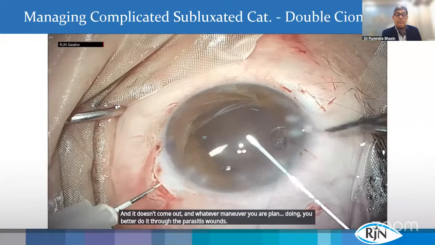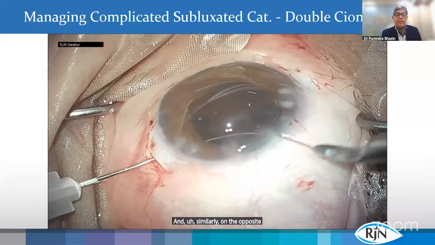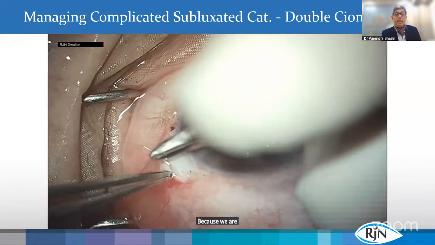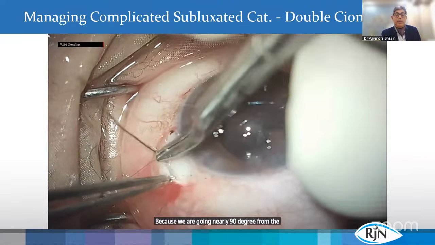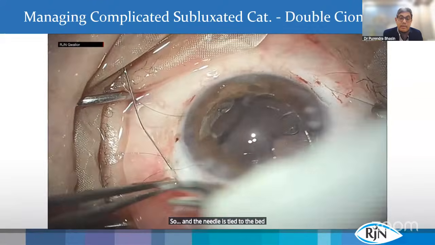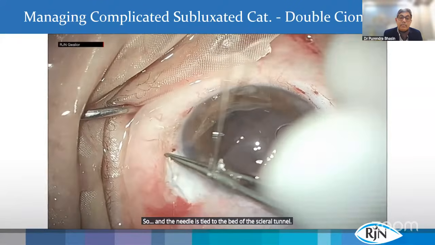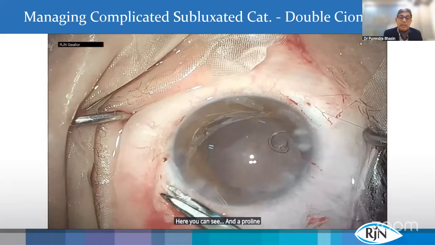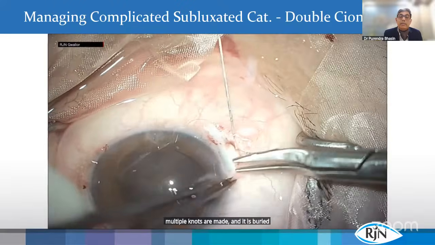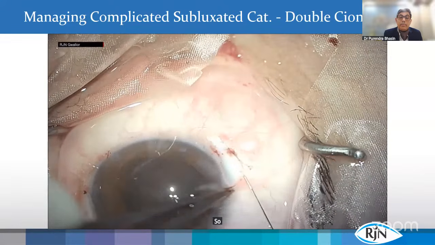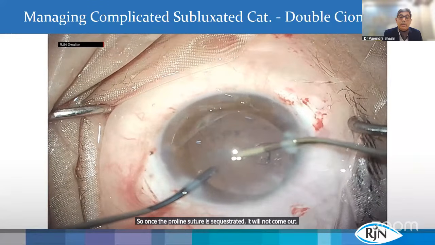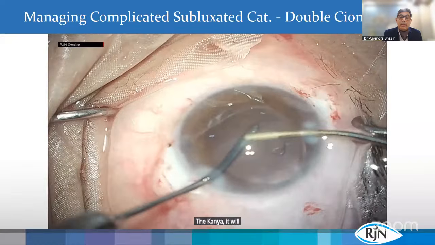Similarly, on the opposite side, the needle is slightly bent, because we are going nearly 90 degrees from the main wound. And the needle is tied to the bed of the scleral tunnel. Here you can see the proline suture, multiple knots are made, and it is buried in the scleral tunnel. So once the proline suture is sequestrated, it will not come out, it will not rub or erode the conjunctiva.